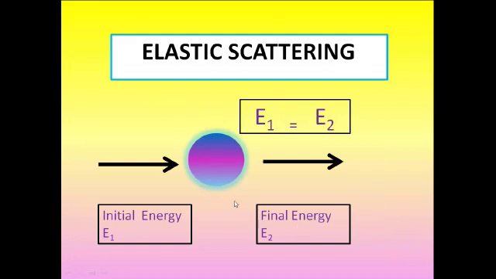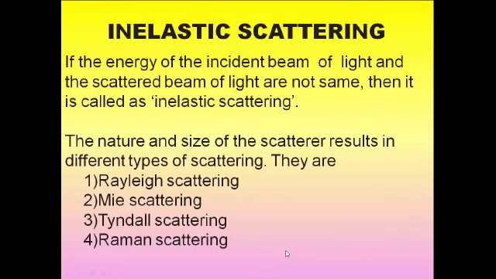What is elastic scattering? You can take this particle. When light rays strike these particles, if you analyze the energy of the emerging ray, and the incident ray and the emerging ray contain the same energy, taking initial energy as E1 and final energy as E2, then E1 is equal to E2. Then this type of scattering is called elastic scattering. When you calculate the energies of both these rays, these two energies will be equal.